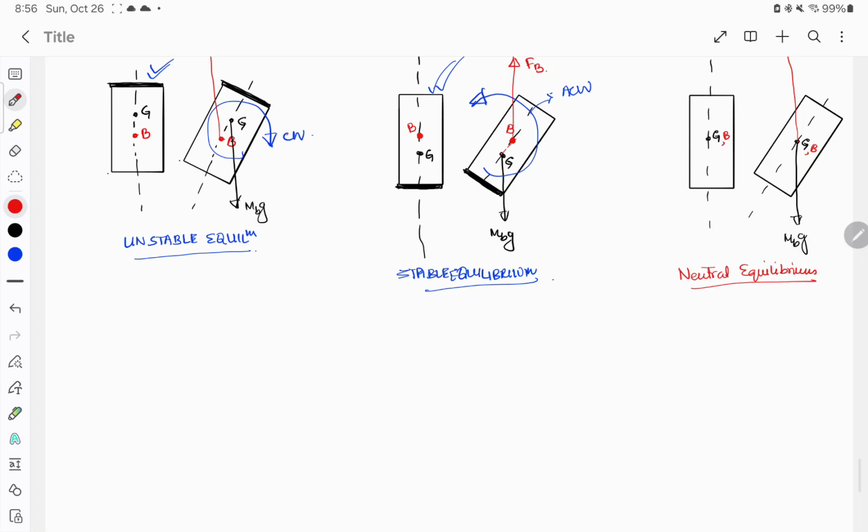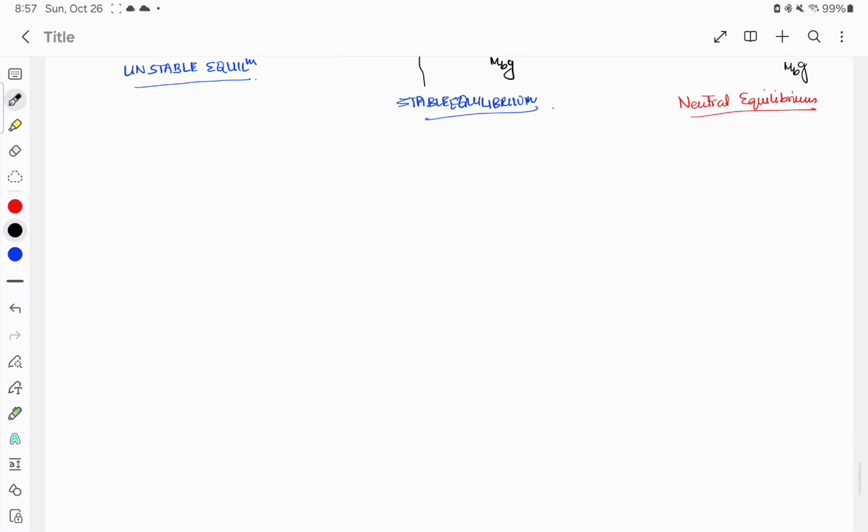Okay, now let us move to the stability of the floating bodies. So floating bodies are a little complicated, and we need to give particular attention to this. So let us just say stability of floating bodies, because the position of buoyant center will change after disturbance.